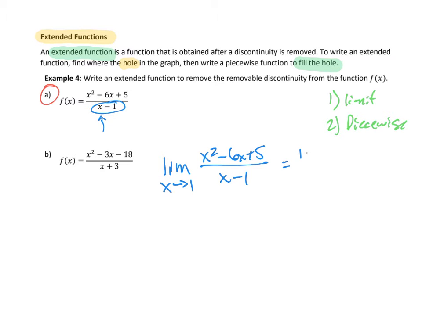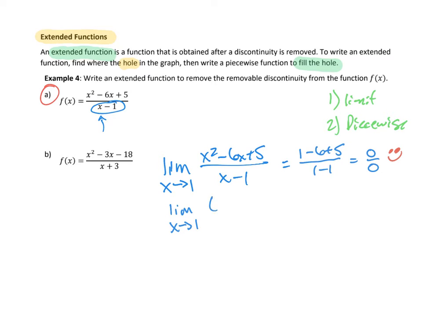So I get 1 minus 6 plus 5 on top, and on the bottom I get 1 minus 1. That turns out to be 0 over 0. Well, that's great news. That means that we have an indeterminate form. It means we probably can figure out what the limit is. And of course, since we're doing these extended functions, you know we're going to be able to do the limit. In this case, our strategy should be to do factoring and canceling.